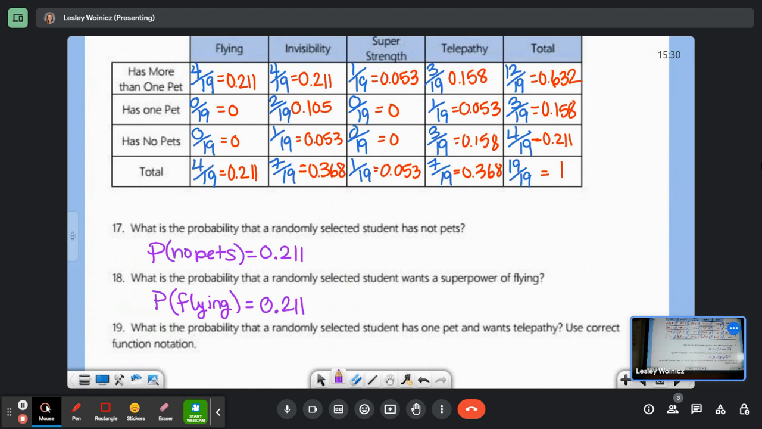Wait a minute. It's and. It's not given. You guys, I'm sorry, it's not given, it's and. So if it says and, what is it? Intersection or union? Intersection. Okay, so we want the probability of 1 pet with the intersection of telepathy. All right, 1 pet, telepathy. I'm getting 0.053.